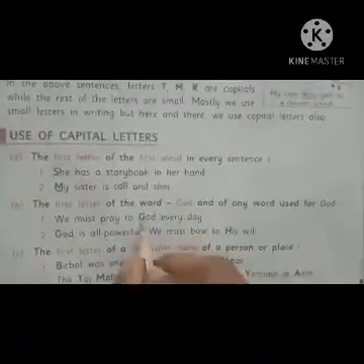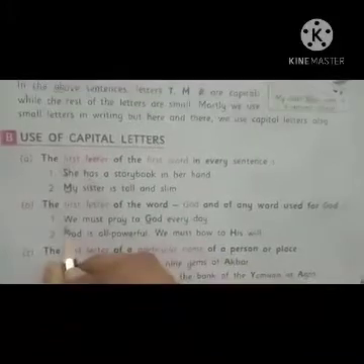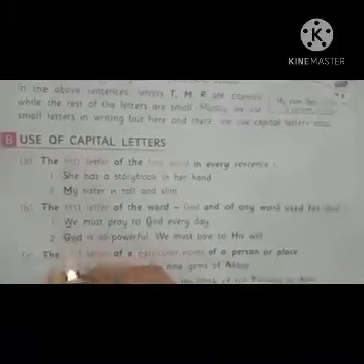Here is the word God, G is the capital letter. And here the first letter is also a capital letter.